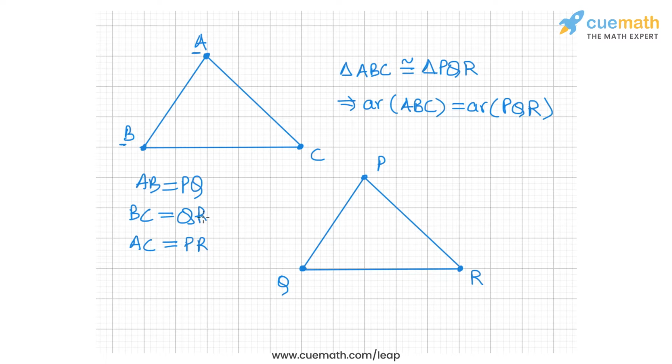If you sum the three sides of one triangle, it will be equal to the sum of the three sides of the other triangle. And this basically means that the perimeter of triangle ABC will be the same as the perimeter of triangle PQR. So this is true for any two congruent triangles. Their areas will be the same and their perimeters will also be the same. Now let's come to part 2.